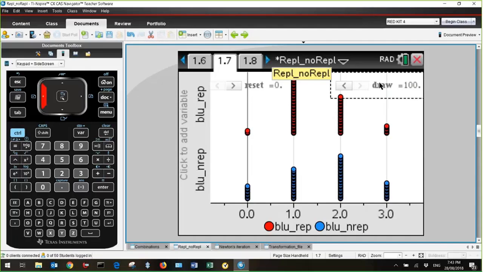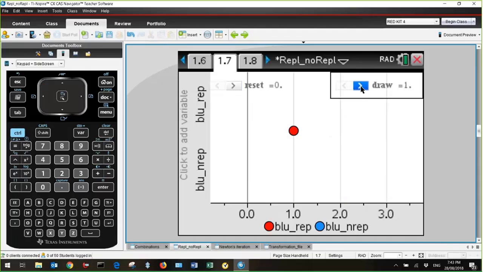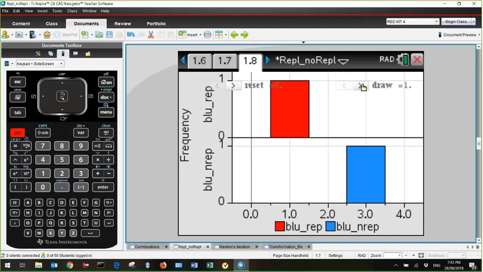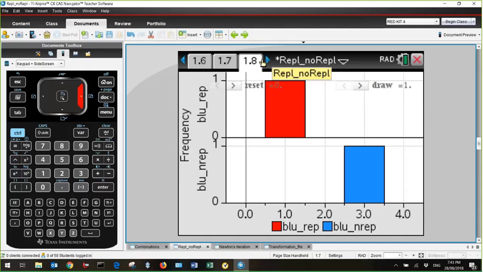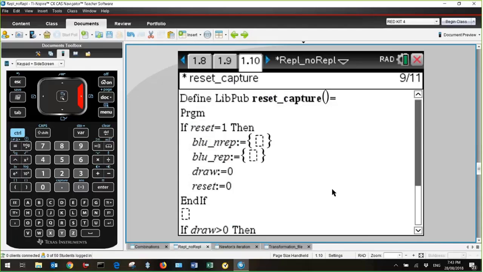So that's basically the TNS file, and the results will then appear on a spreadsheet. That's just the program used to do the capture. It's probably not a very elegant program because I'm not a programmer, but it works.